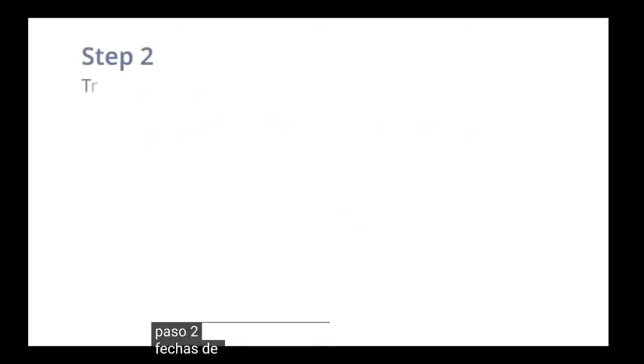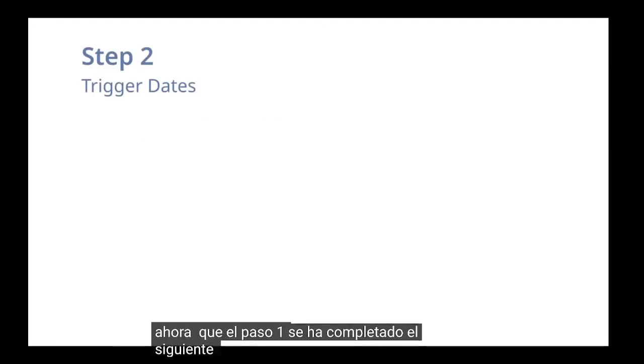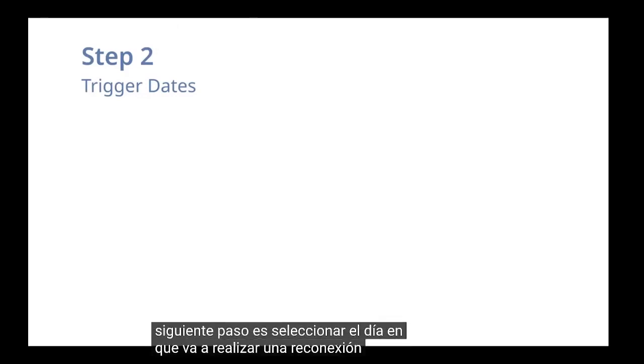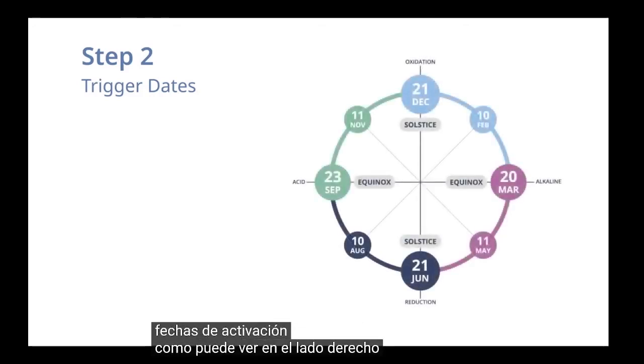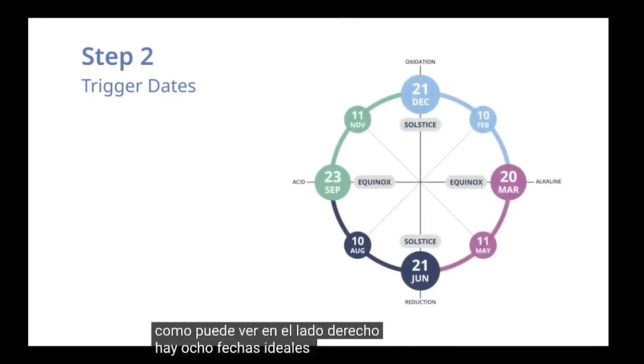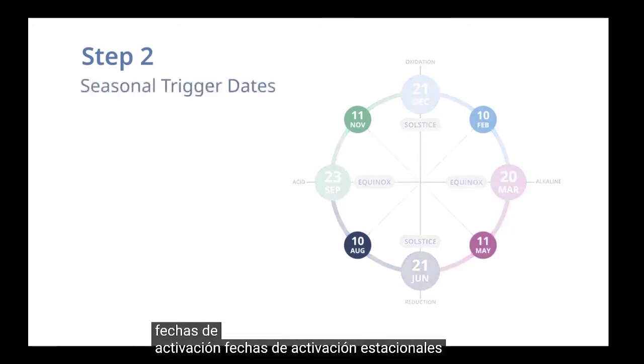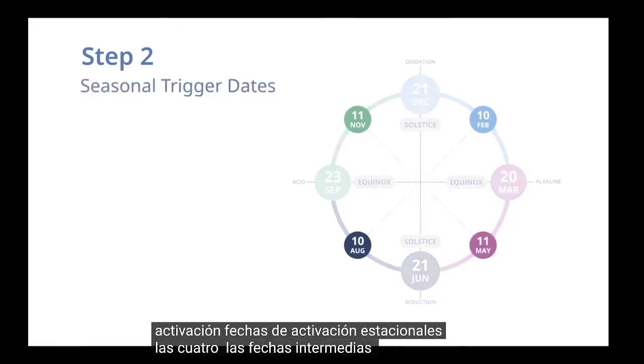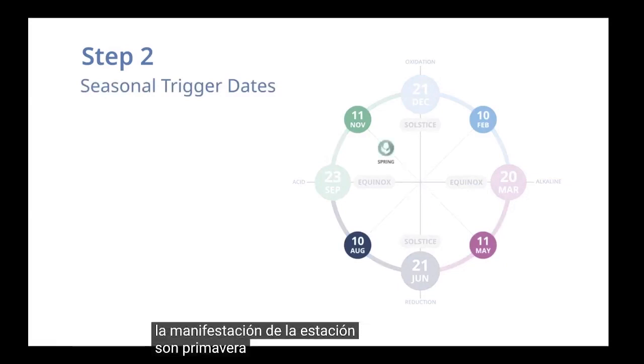Step 2. Trigger dates. Now that step 1 has been completed, the next step is to select the day when you are going to perform a reconnection. These ideal dates are called trigger dates. As you can see on the right side, there are 8 ideal dates called trigger dates. Seasonal trigger dates: the 4 intermediate dates representing the season's manifestation are spring, summer, autumn, and winter.